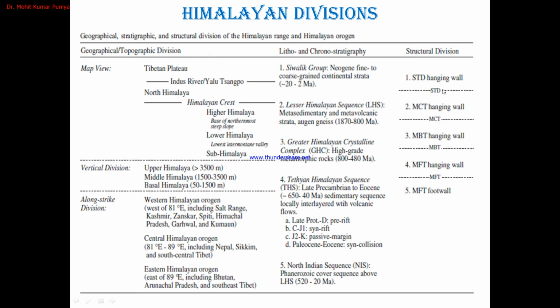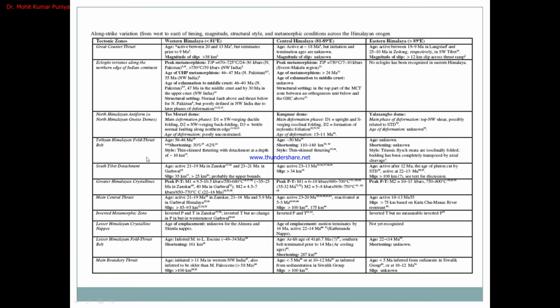Let's talk about the age of these structures. STD and MCT were formed at the same time. We will discuss further too. So STD and MCT both were formed at the same time during 20 to 23 million years in the western portion of the Himalaya and in the central portion of the Himalaya. The age of these structures is younger towards the eastern Himalaya. As we can see here, this is Southern Tibetan Detachment, 21 to 19 million years. This table actually shows along-strike variation of timing, magnitude, structural style, and metamorphic condition across the Himalaya.